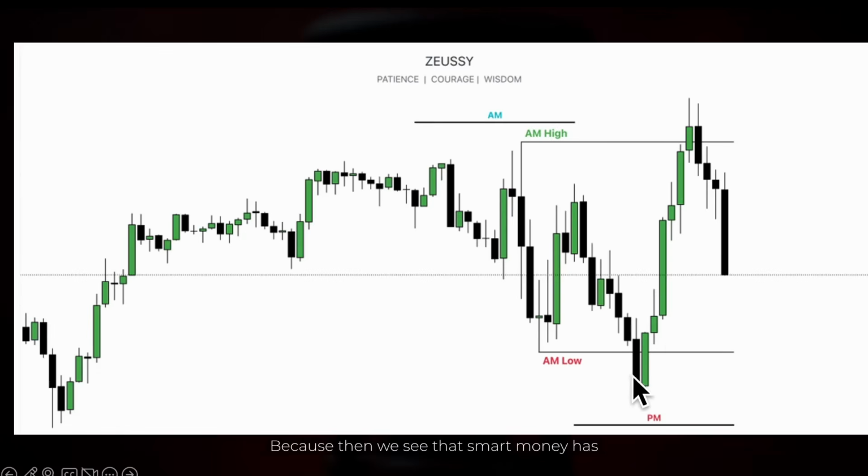Why? Because then we see that smart money has bought below the morning session's low, below the previous time cycle low, and now we can anticipate that a buy program is going to unfold. And that's a very important definition which I want you to understand. It's the difference between sweeping liquidity and purging liquidity. Sweeping liquidity is simply the market taking out a liquidity pool. Purging the liquidity, however, is the market showing the willingness to form a new low below that previous cycle low to then distribute towards the upside.